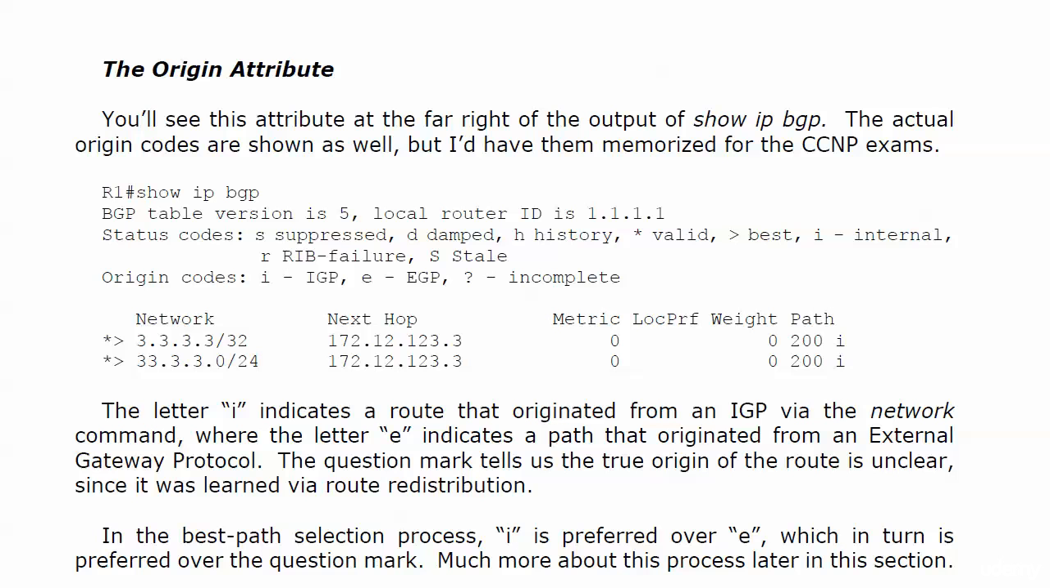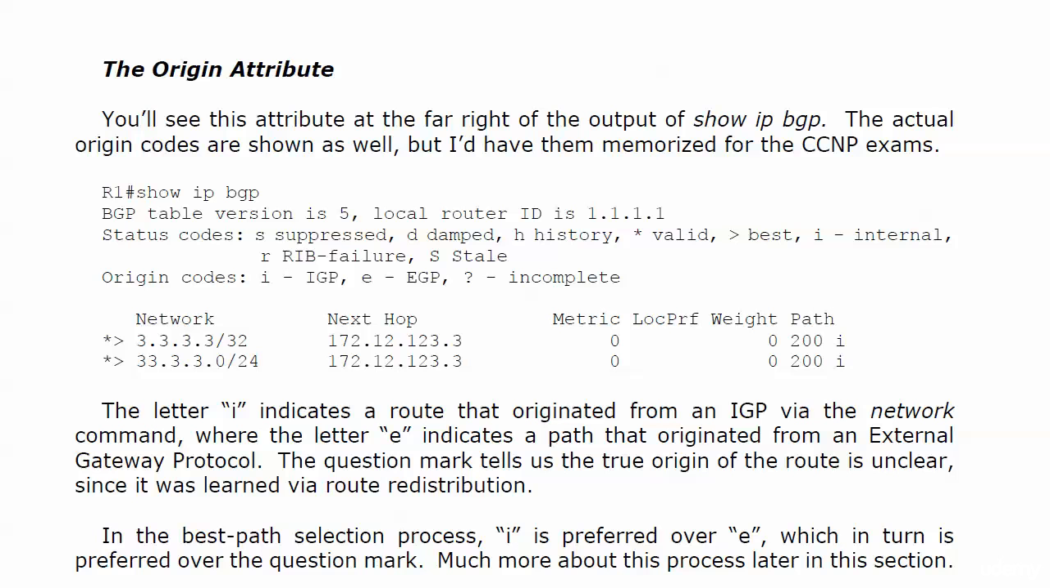For the origin code you either have an I, indicating an IGP via the network command, and that's how we got those two routes in there. E for EGP, that indicates a path that originated from an external gateway protocol. And question mark for incomplete, that's not as self-explanatory in IOS help. What that means is the true origin of the route is unclear because it was learned via route redistribution.